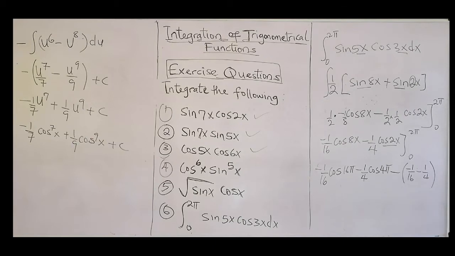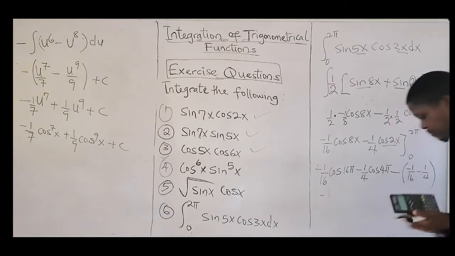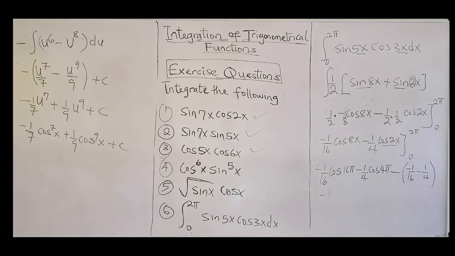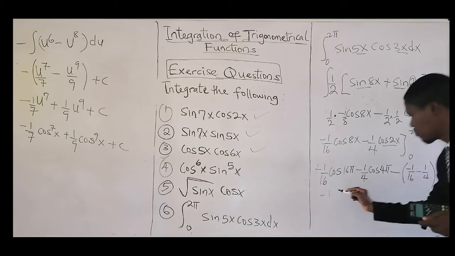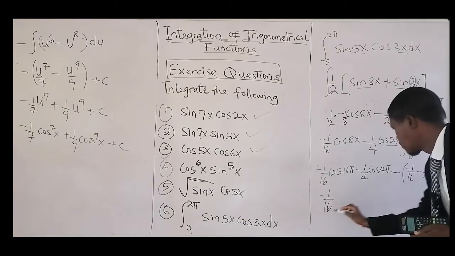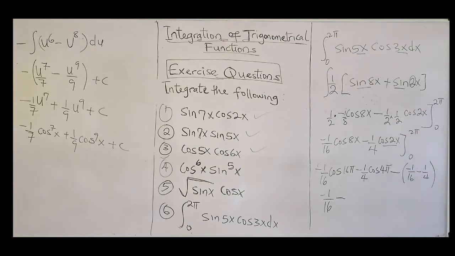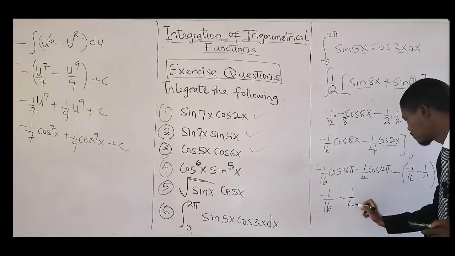So that's that. Then let's now get the change your calculator to radian. That's 4, okay. Cos 16. I'm having minus 1 over 16 here. Cos 16 pi is 1, so I'm having minus 1 over 16 here. Minus cos 4 pi, let's check that. Cos 4 pi is also 1 too, minus 1 over 4.